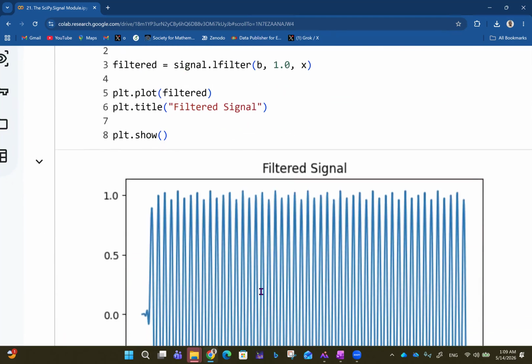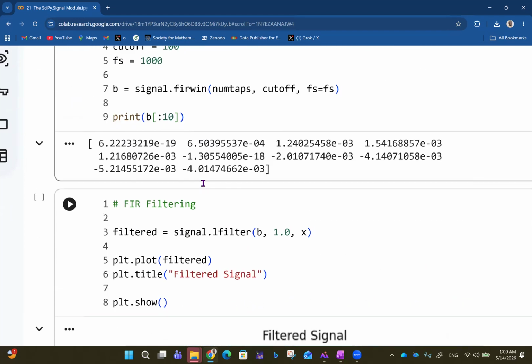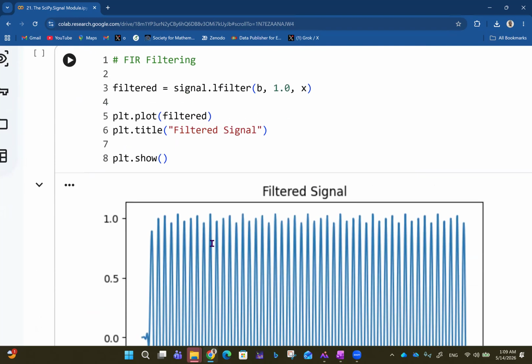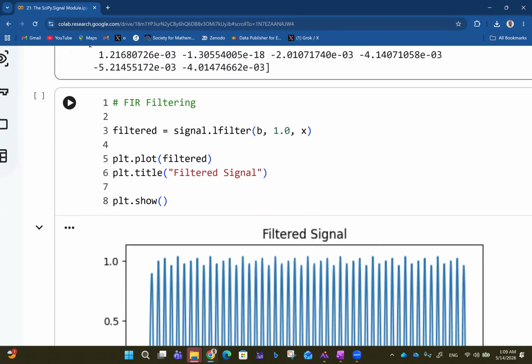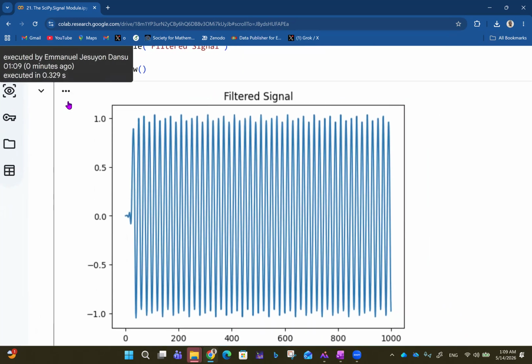So the actual filtering then happens, which you can visualize. The filtered signal will be signal.lfilter of the b you have up there, then 1.0, x. Then you can plot the filtered signal right here. So you have the filtered signal this way.